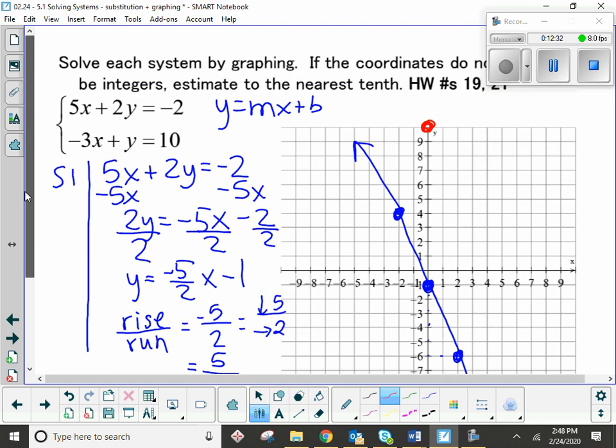But for this particular graph, that's not very helpful. I'm trying to figure out where these two things intersect. Up 3, right 1 forever is not going to get me anywhere helpful. So I'm going to go the other direction. Instead of up 3, right 1, I'm going to go down 3, left 1. See, it's the same shape, but now it's just the other direction. And then down 3, left 1 gets me here.